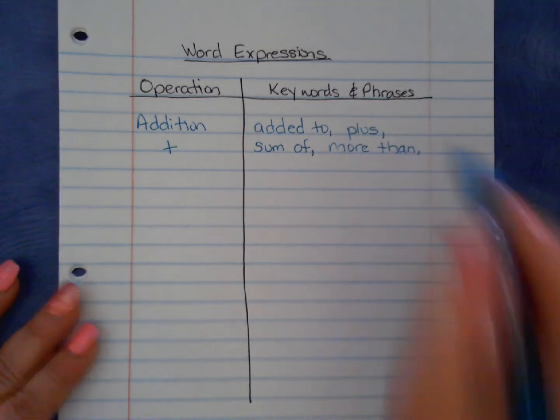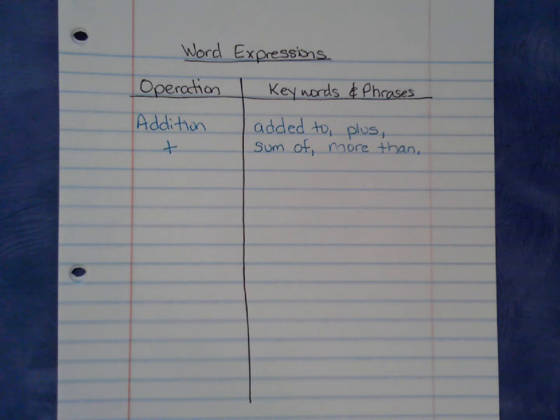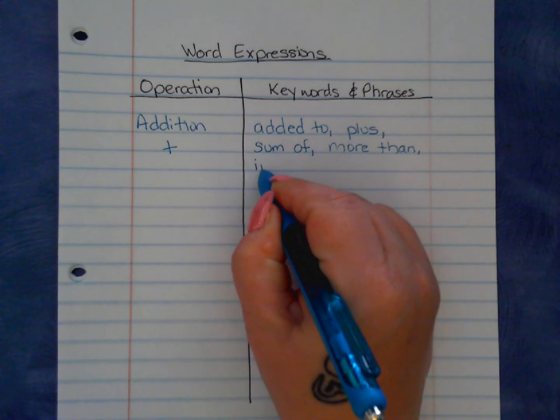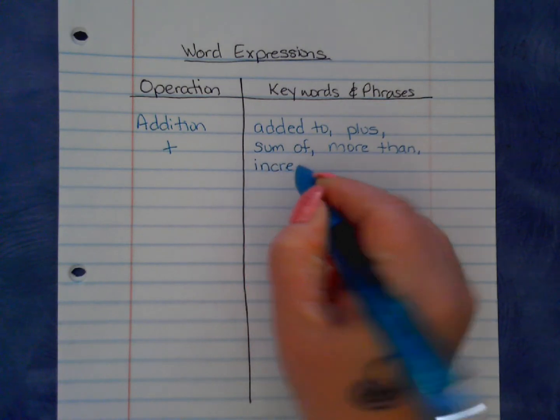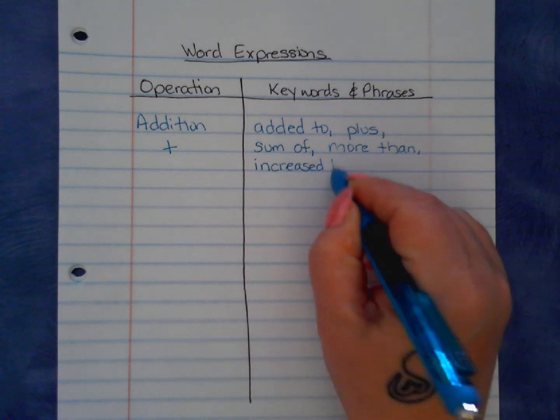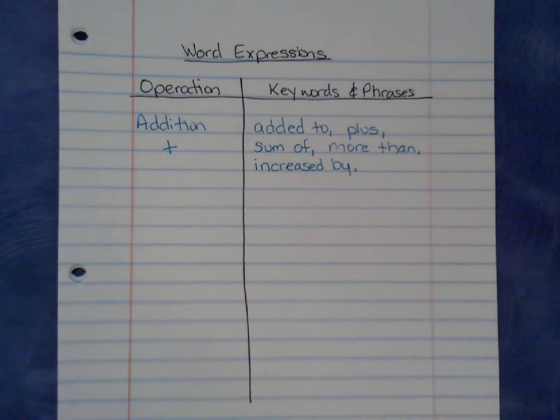For instance, we might say, George has 6 cookies and Margarita has 4 more than George. How many do they have together? Or something like that. Then we might say increased by. Remember, we talked about that one a lot when we were talking about temperatures and on the number line. So increased by is a good addition keyword or phrase.